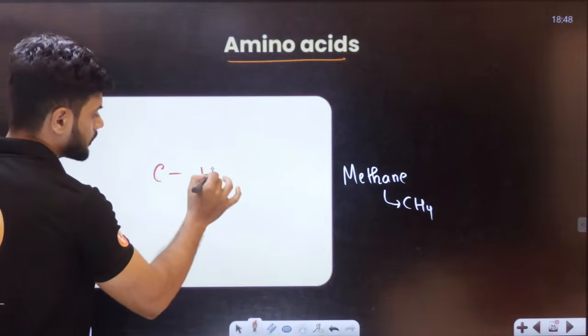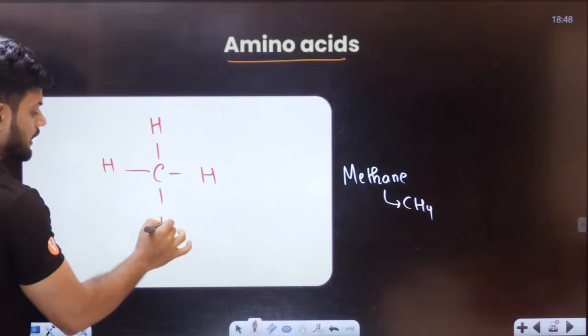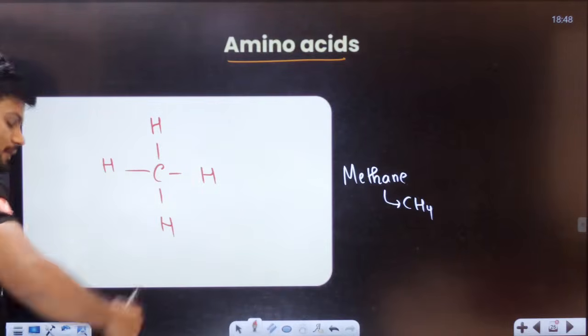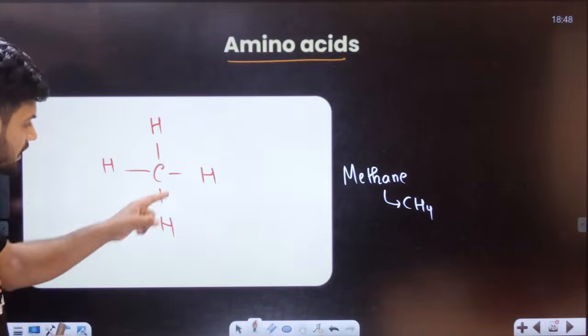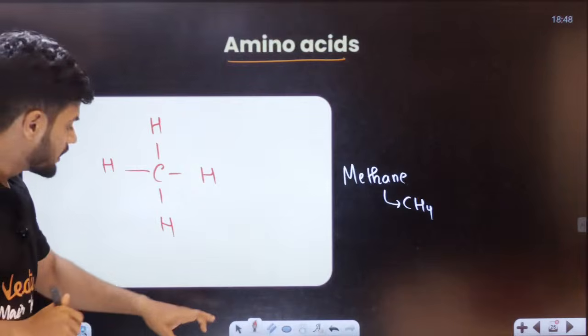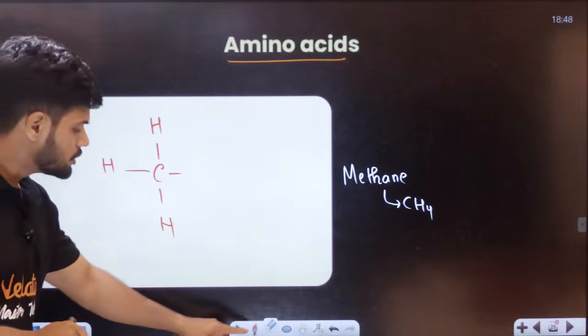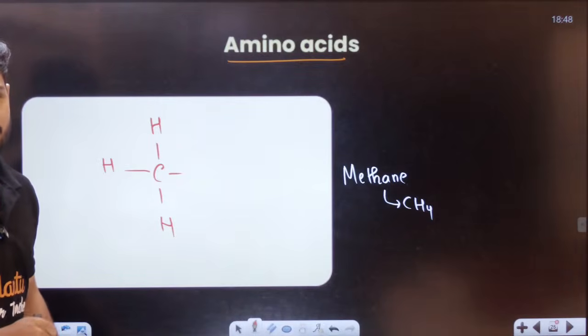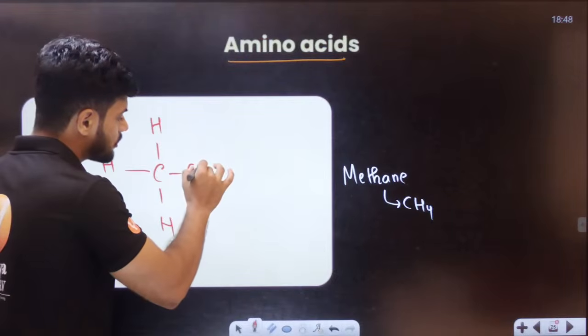Carbon, hydrogen, hydrogen, hydrogen, and hydrogen. Okay. Now students, very simple game. I will give you this hydrogen. You are supposed to give me one functional group. Now I will give you this hydrogen, I'm substituting it. You are supposed to give me carboxylic acid. Students, what is carboxylic acid? COOH.